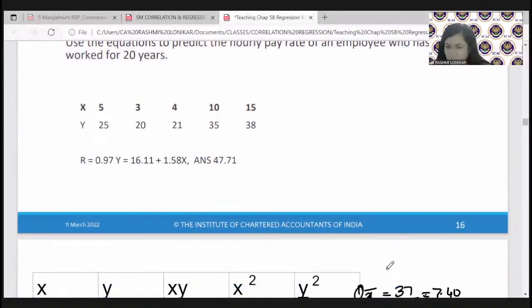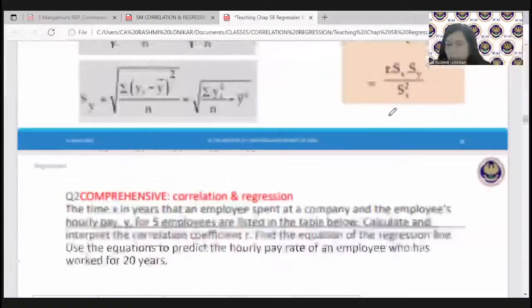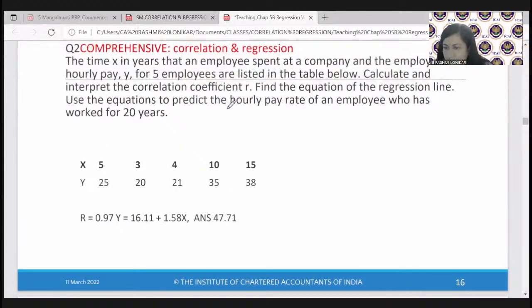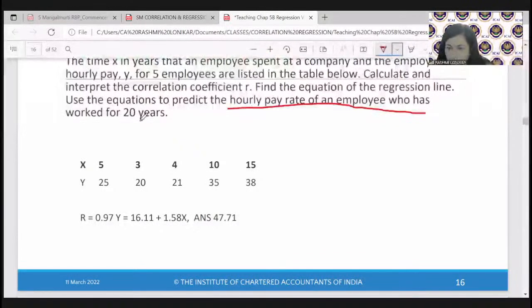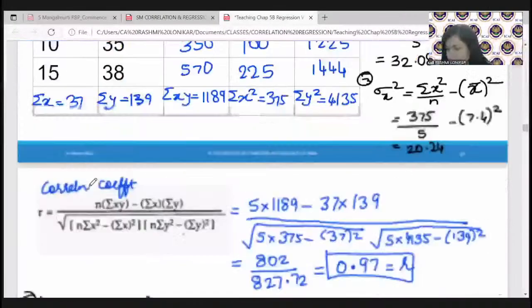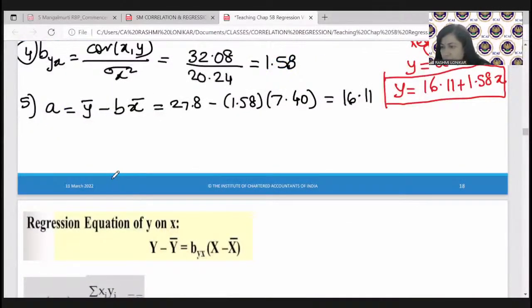Now, in the question they have asked you to find out the hourly pay rate of an employee who has worked for 20 years. So, what is this? This is the value of X. Okay. Because this X here was in years and this is rupees per hour. Okay. So don't get confused. Which is X, which is Y? Because it is written 20 years, that is X is in years. So a value of X is given. Okay. And I have to find the value of Y.